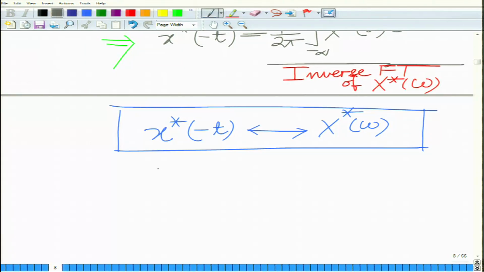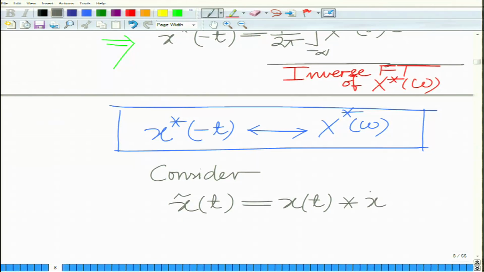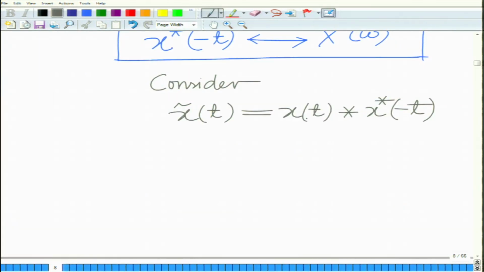Now, we define the function. Consider x tilde t defined as x of t convolved with x conjugate of minus t. So, we are taking x of t and convolving it with x conjugate of minus t. Now, we have seen an important property of the Fourier transform previously, that is, a signal which is the convolution of two signals in the time domain has a Fourier transform which is obtained by the multiplication of the Fourier transforms of these two signals.